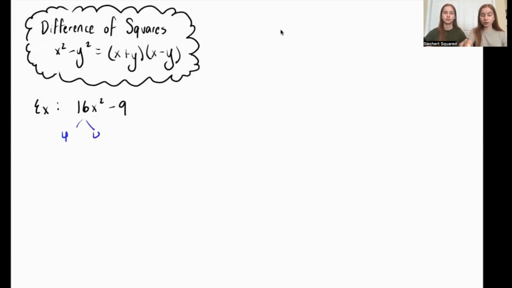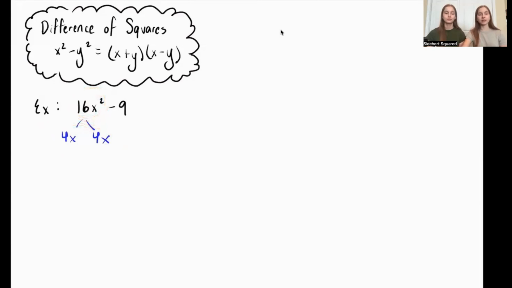So each of those branches will get a 4. But 4 times 4 does not give us 16x squared, so we also have to deal with the x squared. We need an x times an x to give us the x squared, and we can double check 4x times 4x gives us the entire 16x squared.